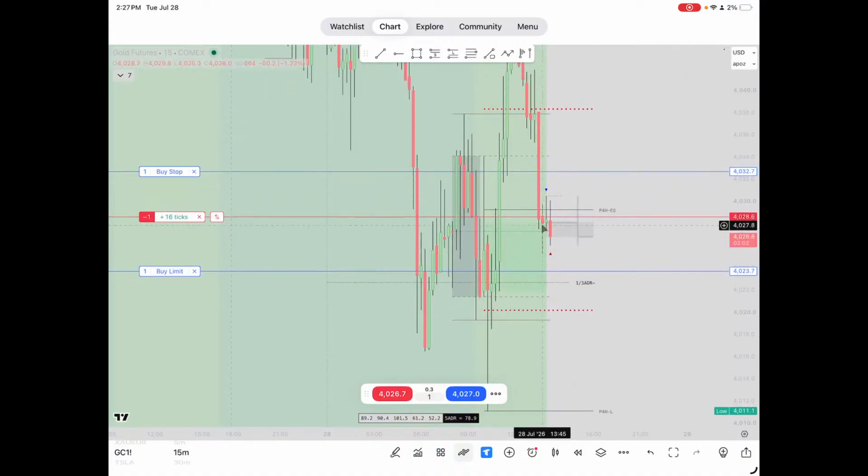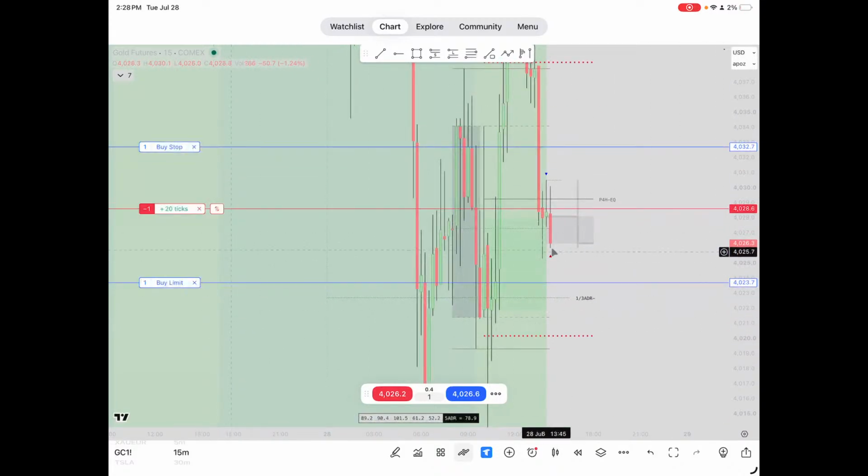So what you want to see is this down close or this up close be disrespected. So let's close below the body. Wick is great. Wick is preferred. Body is awesome as well, but wick is preferred. Just push, push, push.